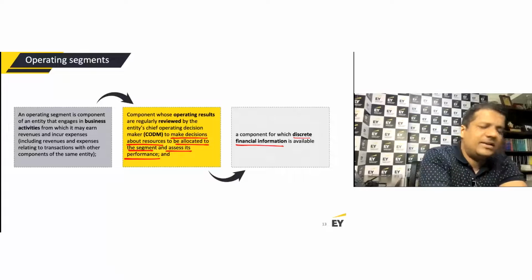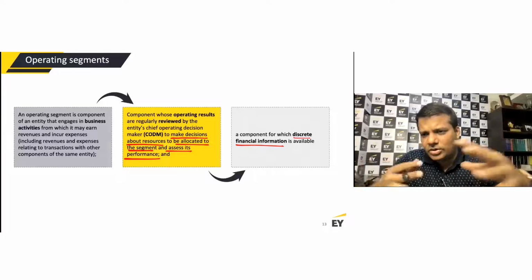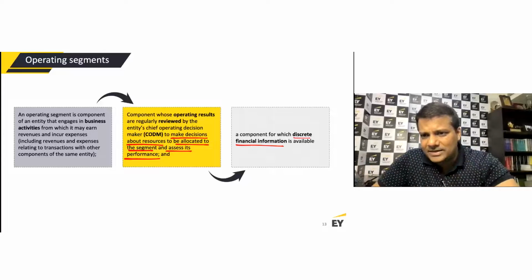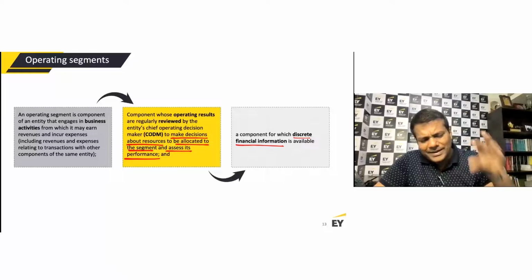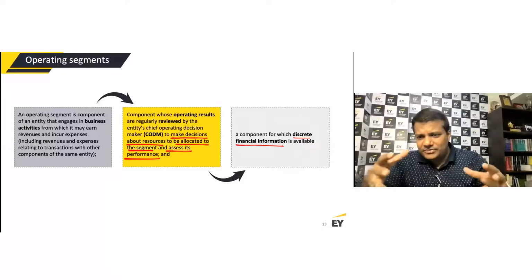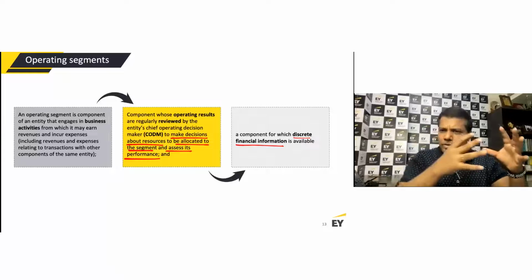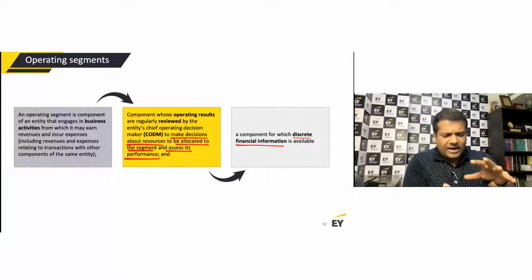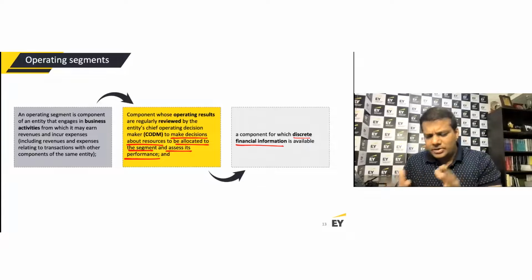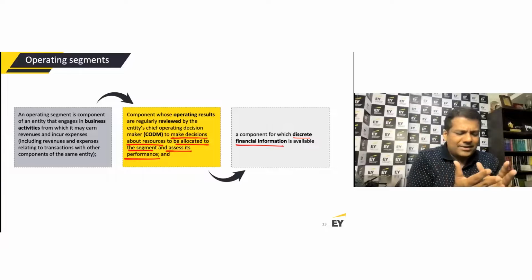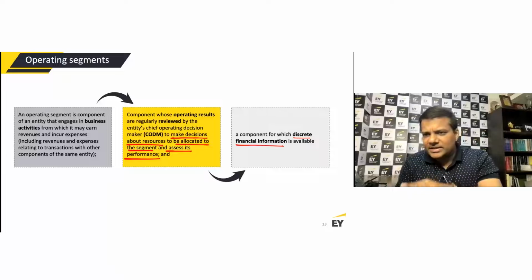So how will you make the decision? You need to have the discrete financial information. Okay. So there are three things which you need to look at from the perspective of identification of an operating segment. It has to be a component of the business, right, which is earning revenues and incurring cost. That component's operations are supposed to be reviewed by the chief operating decision maker for allocating resources and assessing performance.